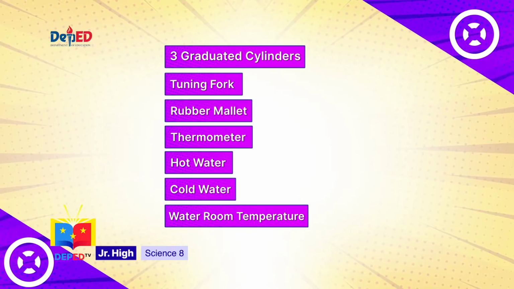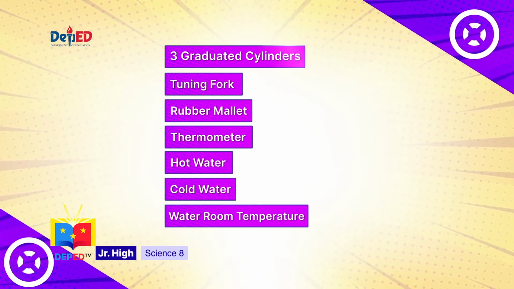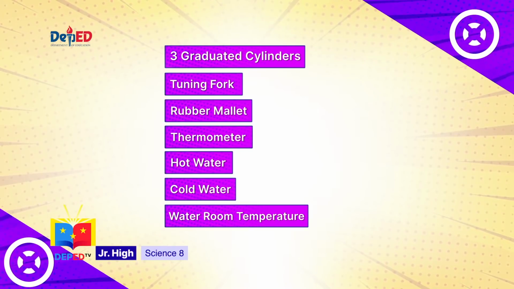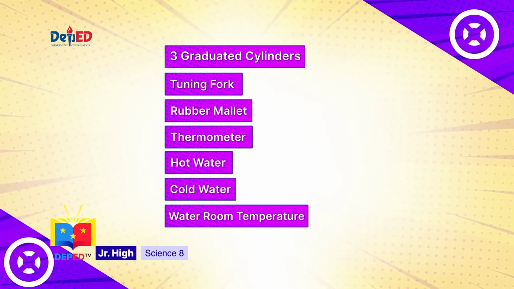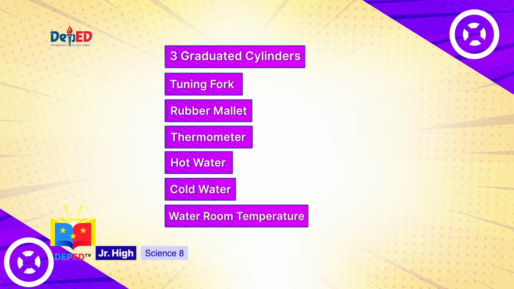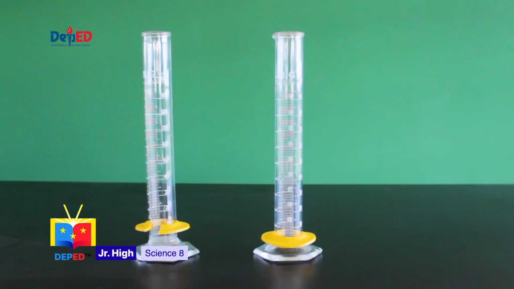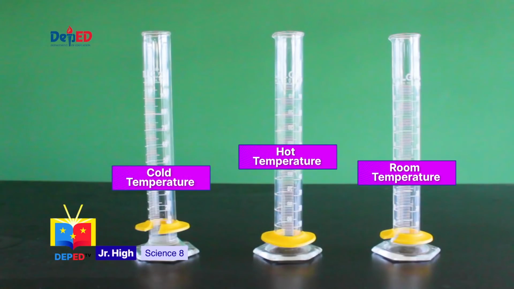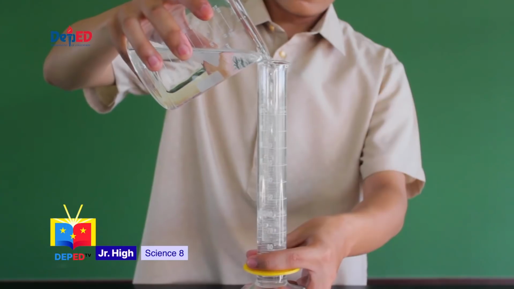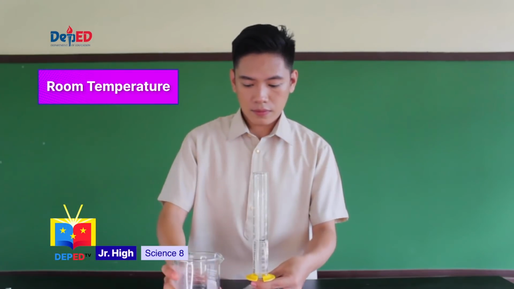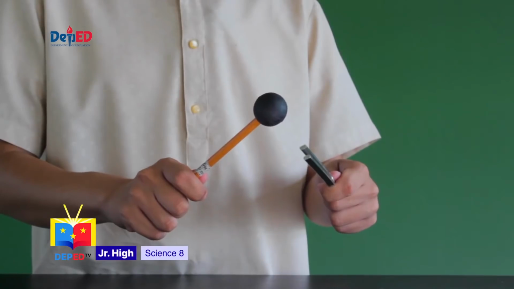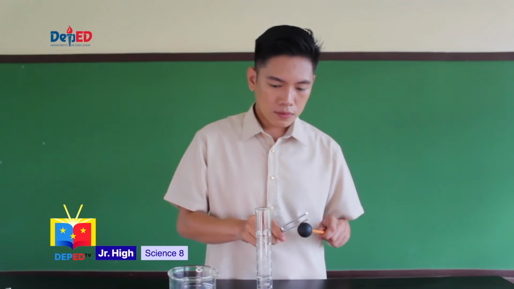For this experiment, we need the following materials: 3 graduated cylinders, tuning fork, rubber mallet, thermometer, hot water, cold water, and water at room temperature. Now that we are ready with our materials, let's start. The first thing we have to do is to label the 3 graduated cylinders with room temp, hot, and cold respectively. For this experiment, we pour 50 milliliters of water at room temperature in the graduated cylinder. After that, we have to sound the tuning fork by striking it to the rubber mallet. Then we hold it on top of the graduated cylinder.